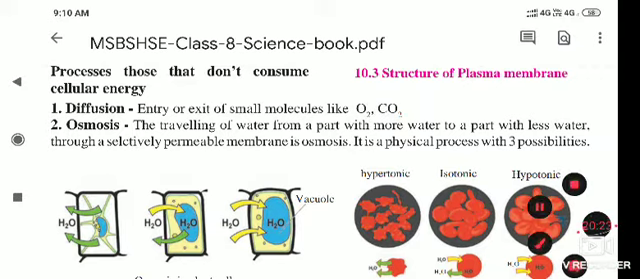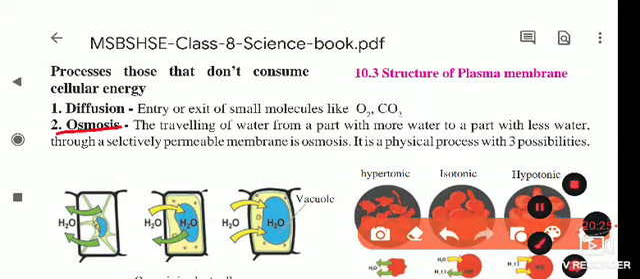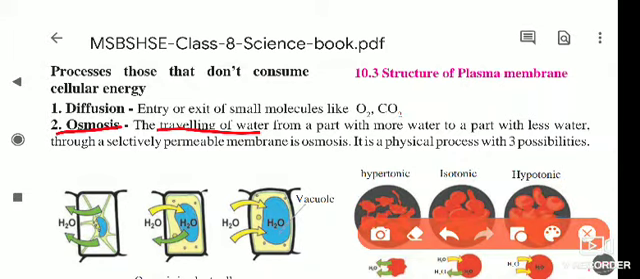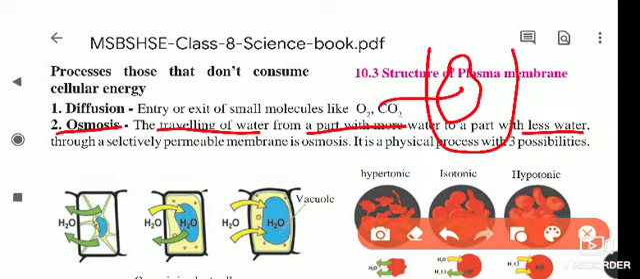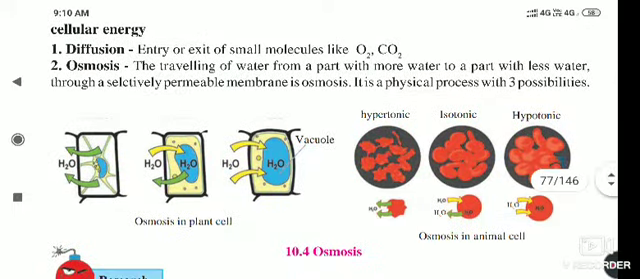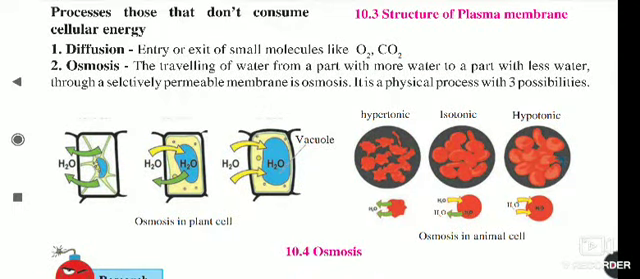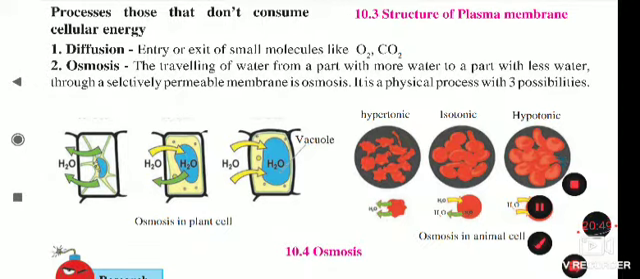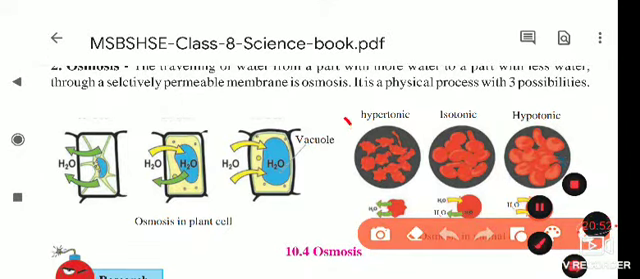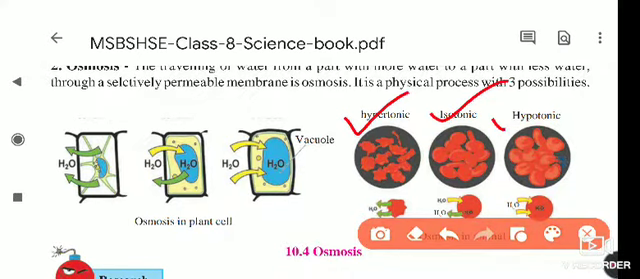Why does this happen? This happens because of the process of osmosis. The traveling of water from more water to less water, through the selectively permeable membrane. This process is called osmosis, and it is a physical process with three possibilities. Okay, so there are three possibilities: hypertonic, isotonic, and hypotonic. These are the three possibilities of the process of osmosis.